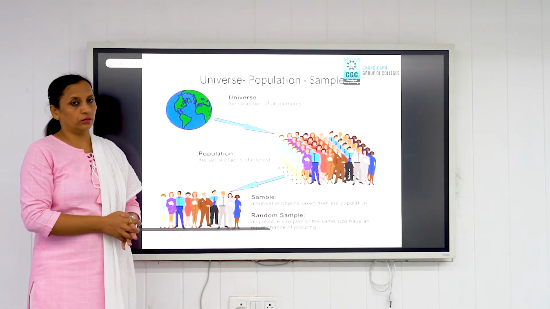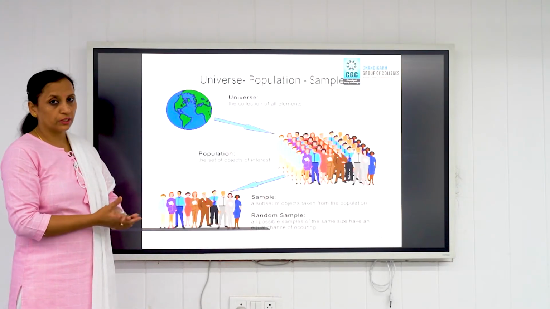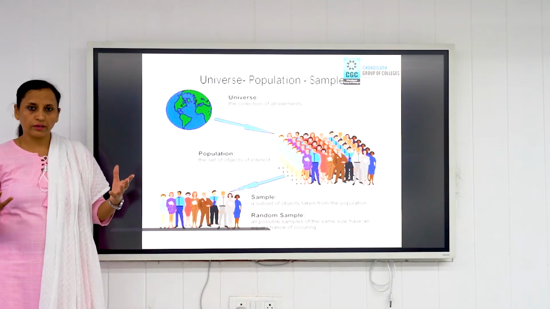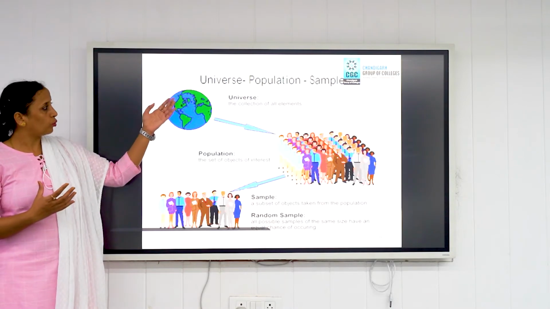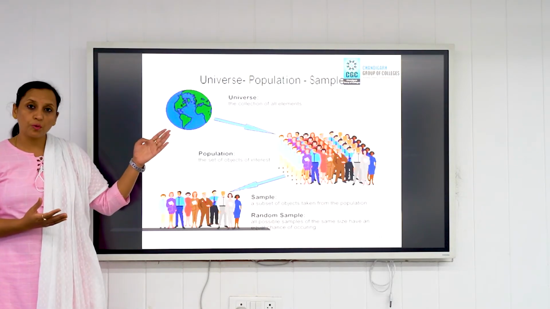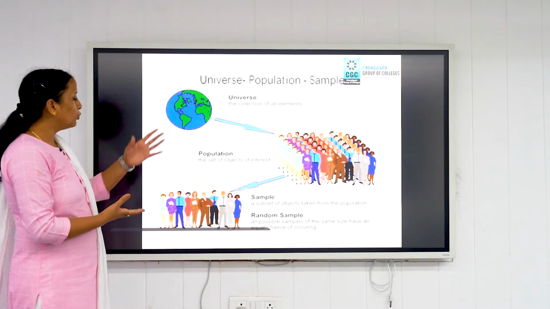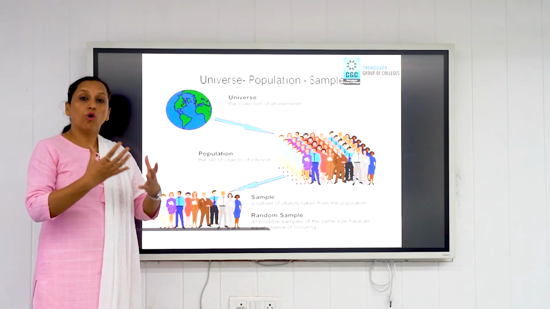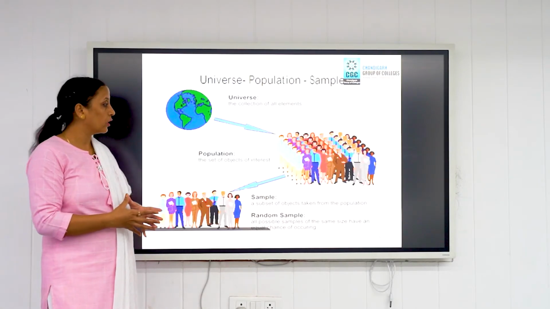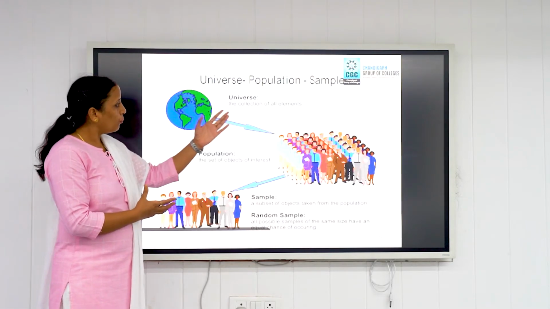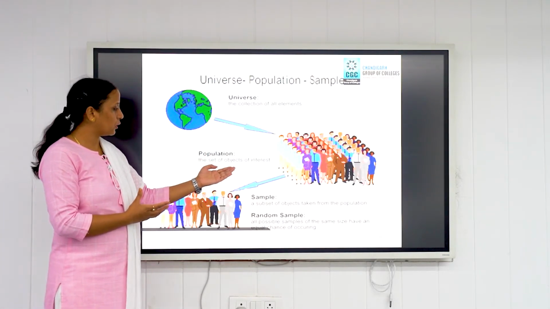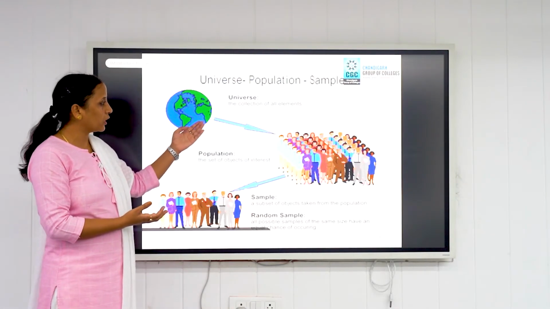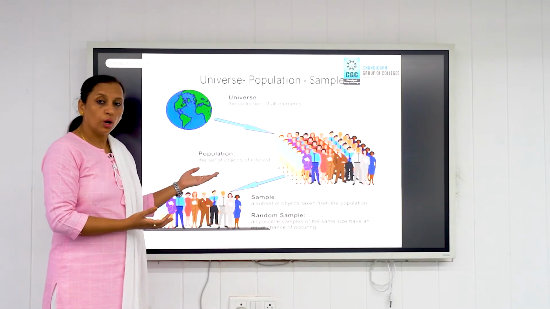Now come to the universe, population and sample. Whenever we are going to collect data, we must understand these terms: what is universe, what is population, and what is sample. Universe means the collection of all elements, like a census, right? And population means the set of subjects of interest. Whatever data you are going to collect from the collection of the elements, this is the population.